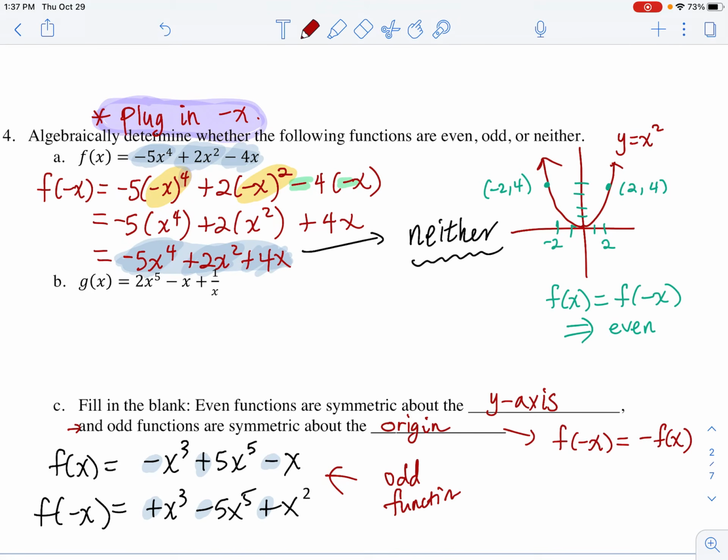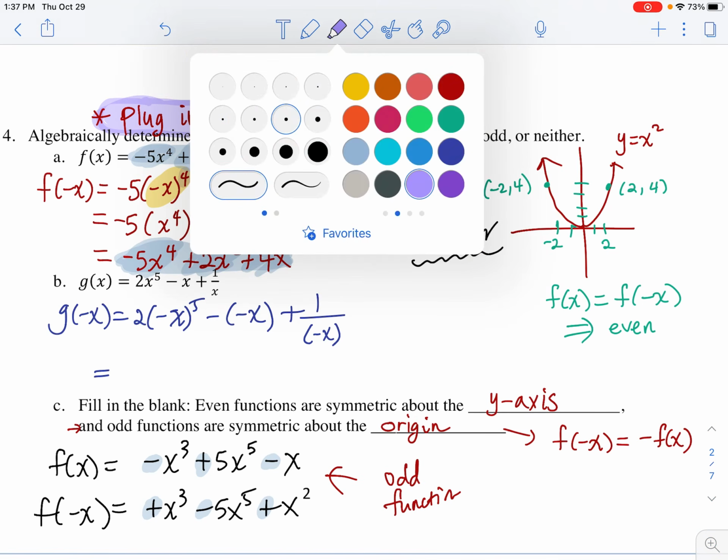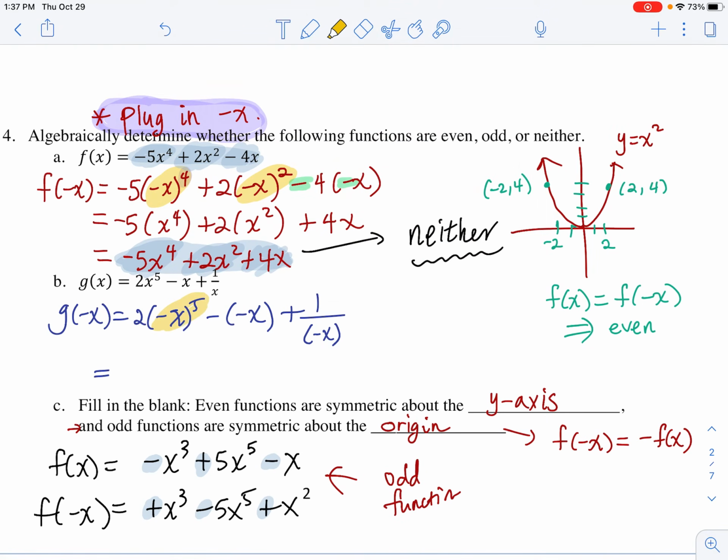In other words, you plug in negative x. If all the terms come out to be the opposite in sign, then that's when we can say it's an odd function. I don't know if b is an odd function, but let's try. I plug in negative x in here: 2 times negative x to the 5th power minus negative x plus 1 over negative x. Well, look at the signs now. What will that be? What I'm circling? That is going to be negative.